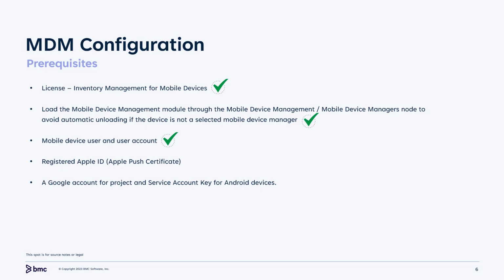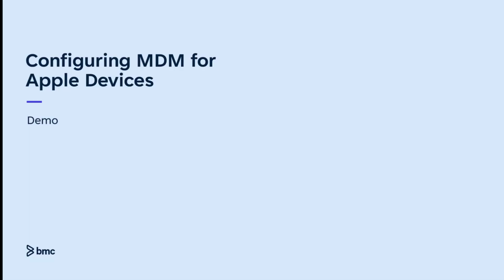Ensure you have a mobile device user and user account is set up with a valid email address for enrolling mobile devices. Don't forget to register an Apple ID for the creation of CSR certificate signing requests. This ensures seamless integration with Apple's ecosystem and facilitates secure communication between mobile devices and the server. Lastly, a Google account to set up a project and obtain a service account key for Android devices. For more information about the Google Cloud, you can go to Google Cloud Console page. The link is mentioned in the references slide.